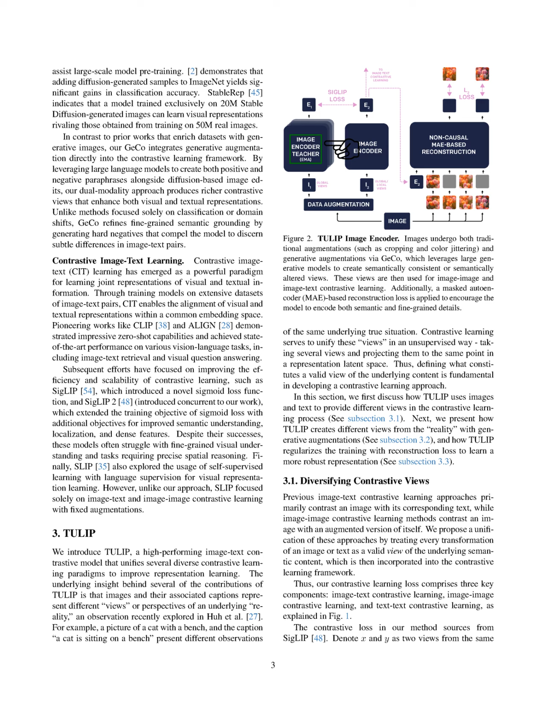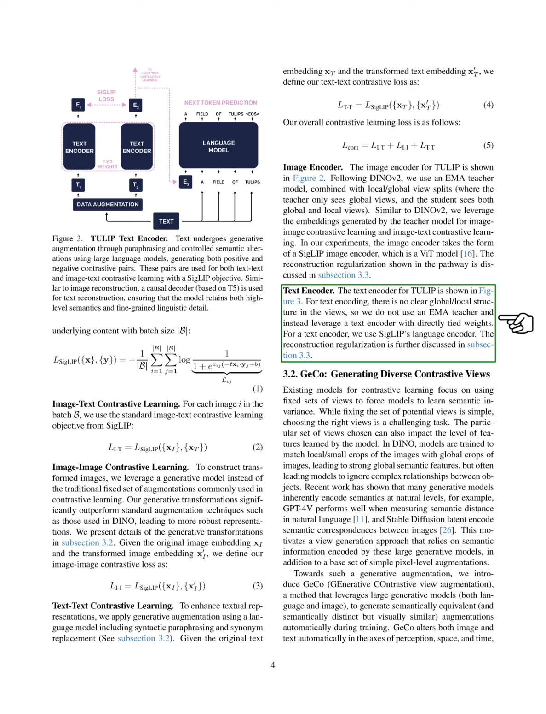Our contrastive learning loss includes three main components: image-text, image-image, and text-text contrastive learning. For the text encoding in TULIP, we do not use an exponential moving average teacher since there is no clear structure in the views. Instead, we utilize a text encoder with directly tied weights, specifically SigLIP's language encoder. We also introduce GeCo, a method for generating diverse contrastive views.